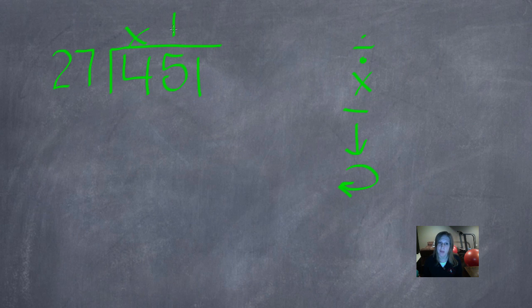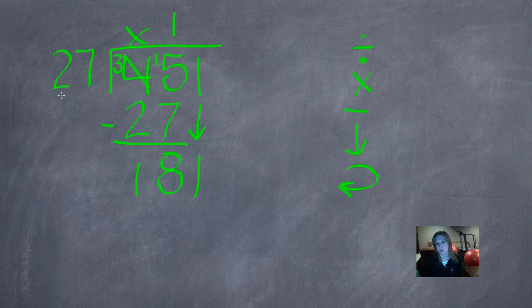Next step is to multiply. 1 times 27 is 27. I'm hoping that what's left over after I subtract this is less than 27. That'll mean my quotient's right so far. 5 minus 7, I can't do that. 15 minus 7 is 8. And 3 minus 2 is 1. And 18 is less than 27, so my quotient's right. It only goes into 45 one time. So now I'm ready to bring down my 1.